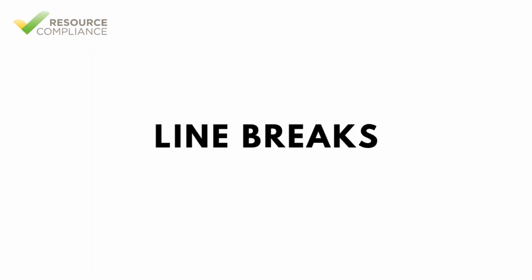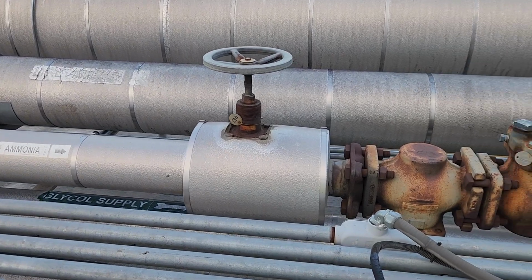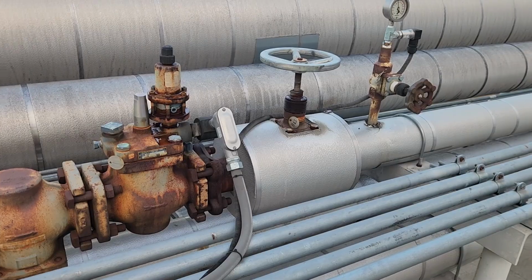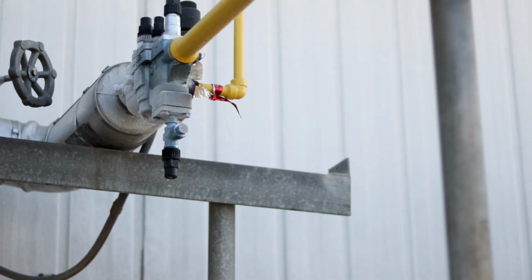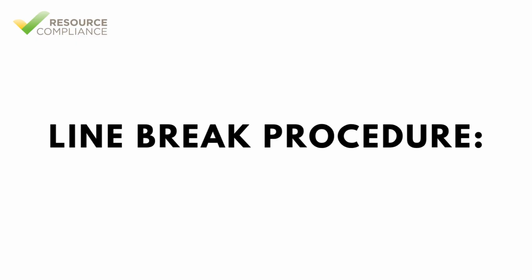A line break in refrigeration work refers to the intentional opening or disconnection of piping, valves, or components that contain or may have contained pressurized refrigerant, oil, or other hazardous substances. This task carries significant risks and must be approached with extreme caution. The line break procedure will describe the site-specific steps required to initiate a line break.